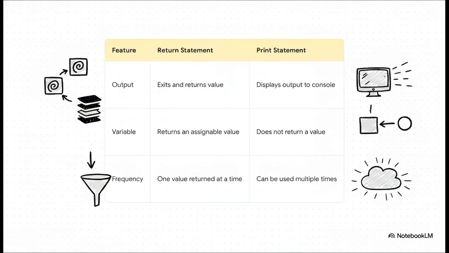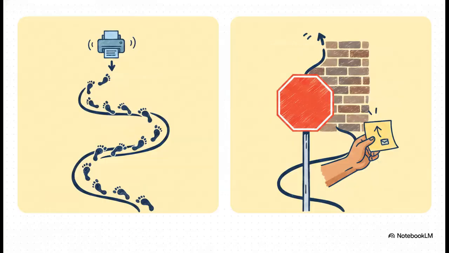And third, multiplicity. You can use both of these multiple times inside a single function, but they handle it in vastly different ways. But hey, before we get into that multiplicity part, we really need to highlight a massive hidden difference that catches so many people off guard, and that's execution flow. When Python reads a print statement, it simply puts the text on the screen and then continues right along to the very next line of code inside that function.